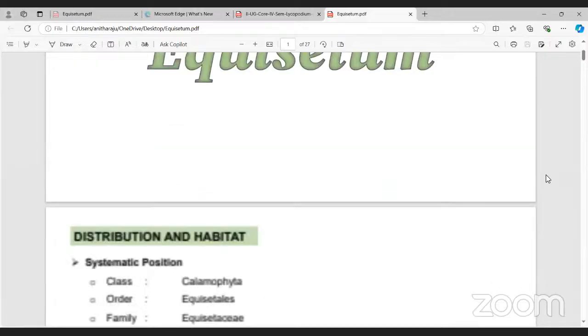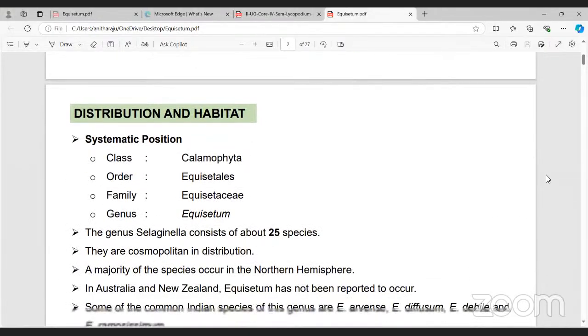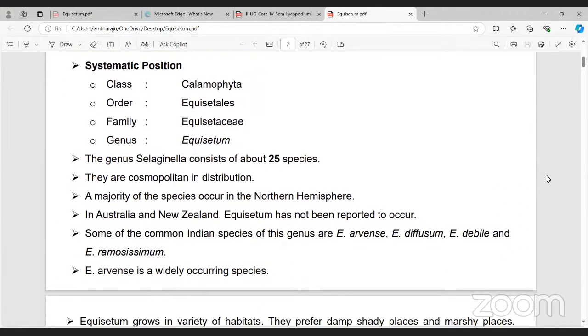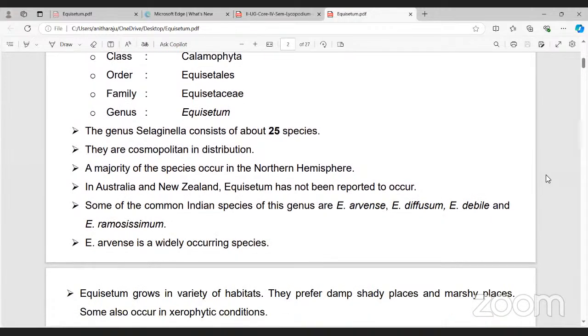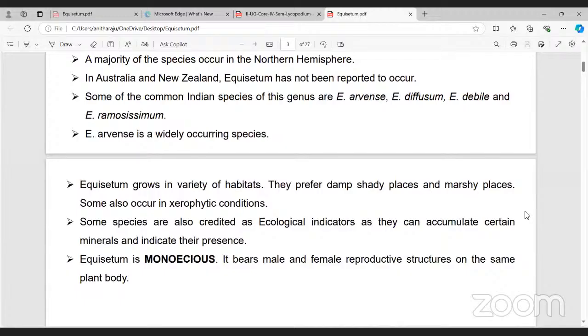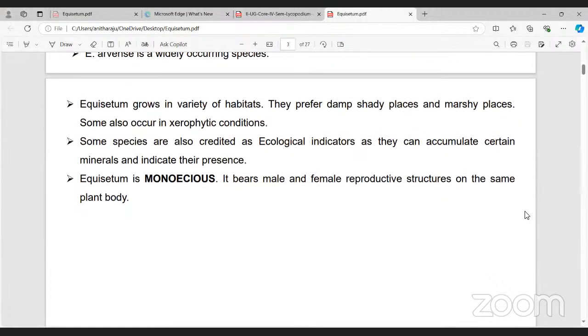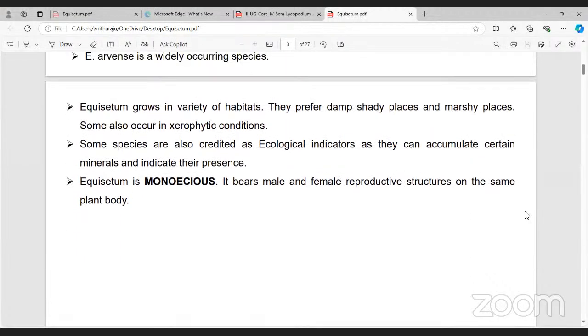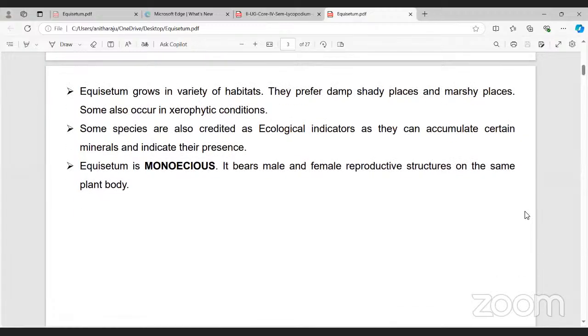This is just take a picture. This distribution habit is not important. Class Calamiphyta, order Equisetales, genus Equisetum; Selaginella, constituent 25 pieces, composition, distribution. Equisetum grows in a variety of habitats. The distribution is not explainable. This is only you can read, you can understand yourself.